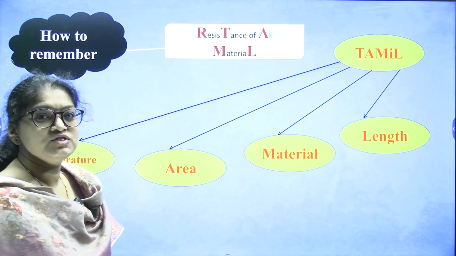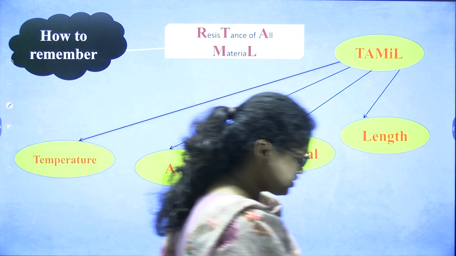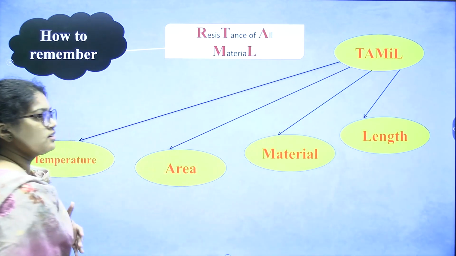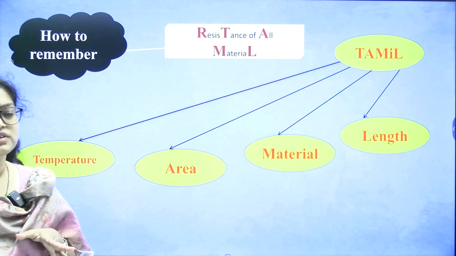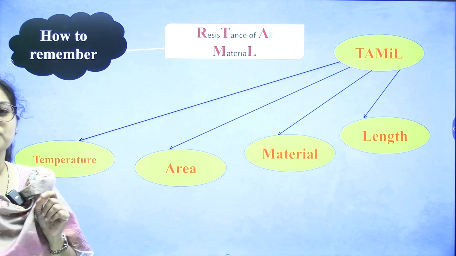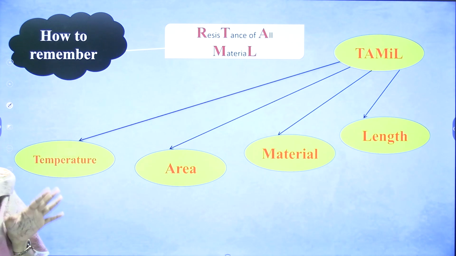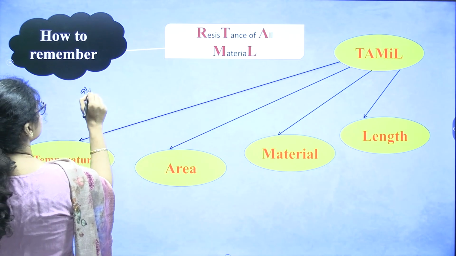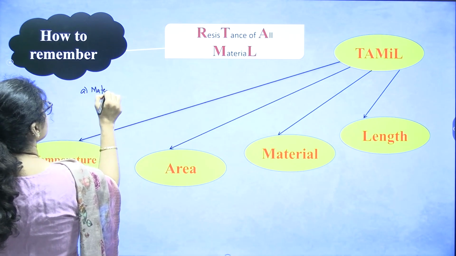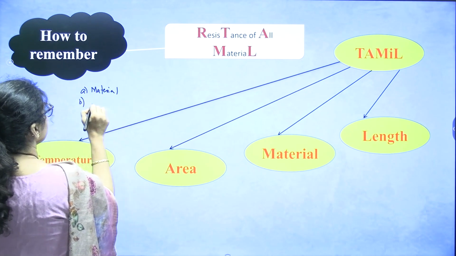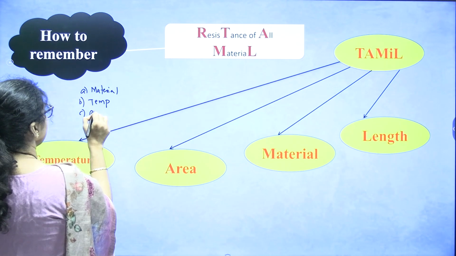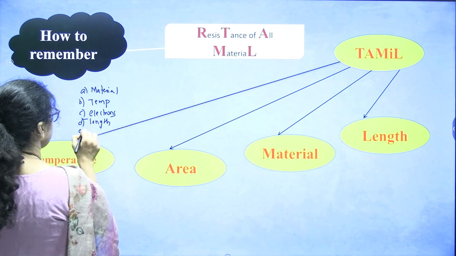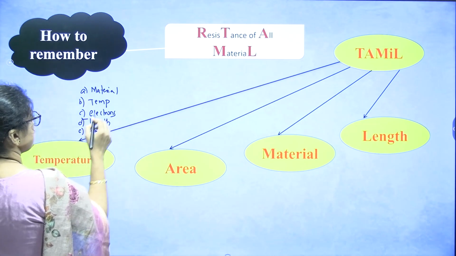See here once. Just have a glance on this. Just observe it. My question to you was, on which factors, on which parameters will the resistance depend? Option A, material. Option B, temperature. Option C, electrons. Option D, length. Option E, area. Clear? Which of the following are correct?